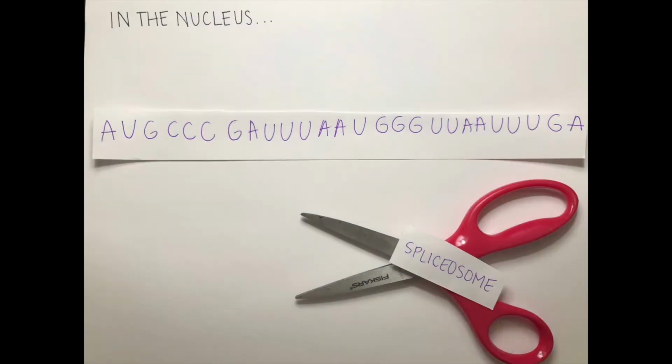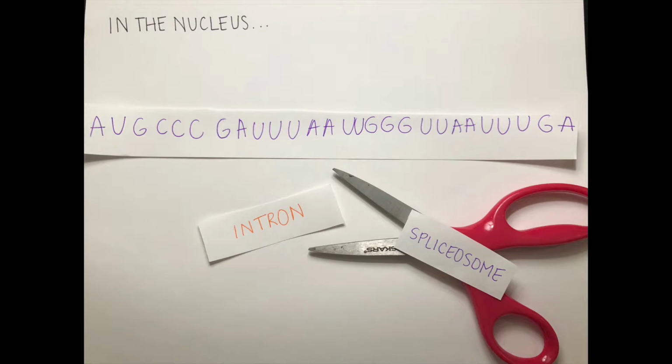Here we can introduce another one of our major players, the spliceosome. In class, I represented the spliceosome as scissors, just like I am here in this video. And the reason for that is because its job is to cut up our pre-mRNA in order to make it ready to leave the nucleus. The spliceosome cuts out something we call introns. These are sections of our genetic code that don't code for anything.